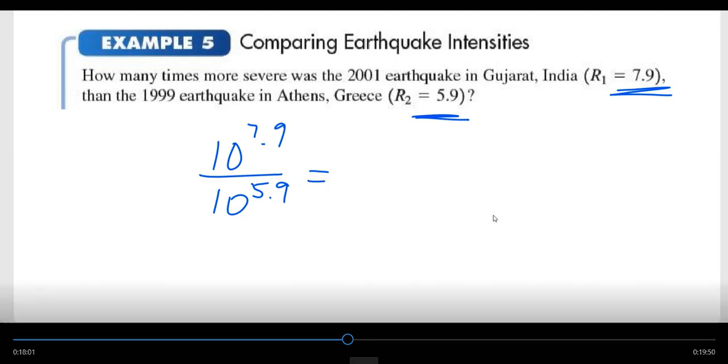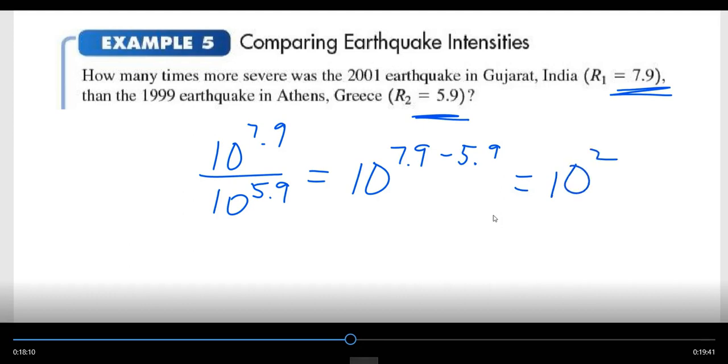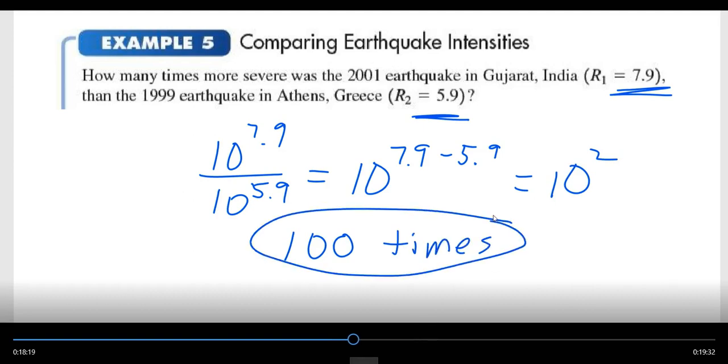We said we could subtract those exponents. When we do, we get 10 squared. So in other words, it was 100 times more intense than the other earthquake. That's pretty strong compared to the other one. It's quite a significant difference, even though it's only 2 different on the Richter scale. It's not like a linear scale. If the temperature outside goes up by 2 degrees, you're not going to notice very much. But if it goes up 2 units on the Richter scale, that's 100 times stronger.